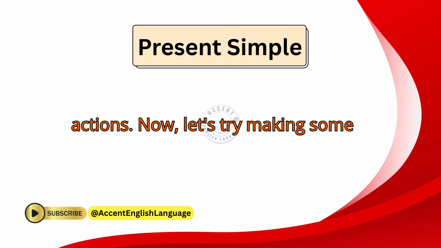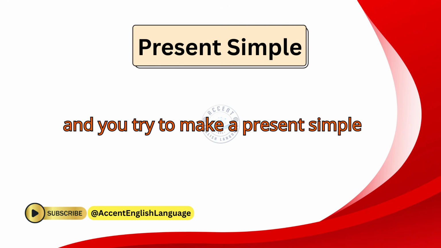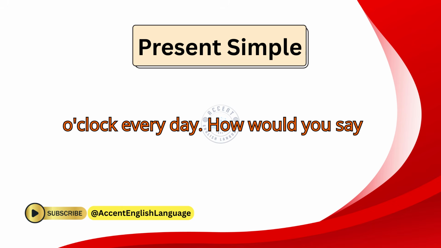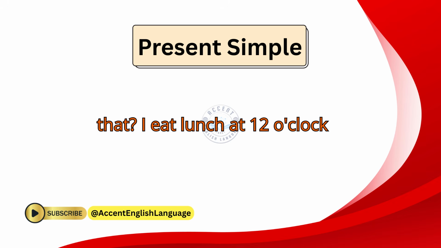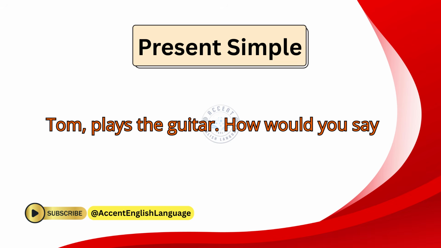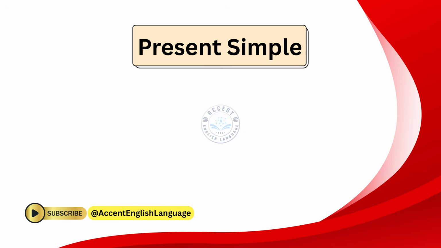Now, let's try making some sentences together. I'll say a situation, and you try to make a present simple sentence. Ready? You eat lunch at 12 o'clock every day. How would you say that? I eat lunch at 12 o'clock every day. Great. Your friend, Tom, plays the guitar. How would you say that? Tom plays the guitar. Perfect.